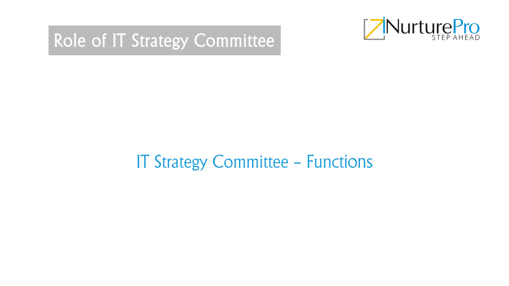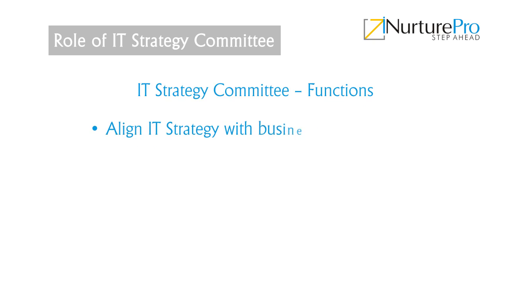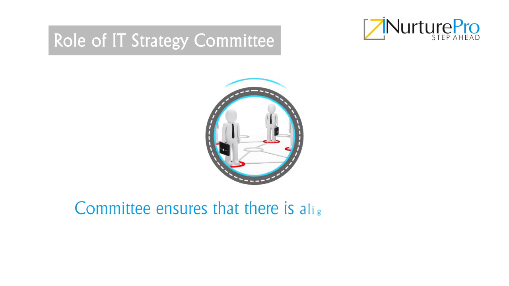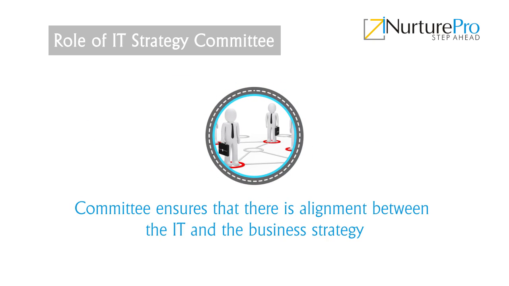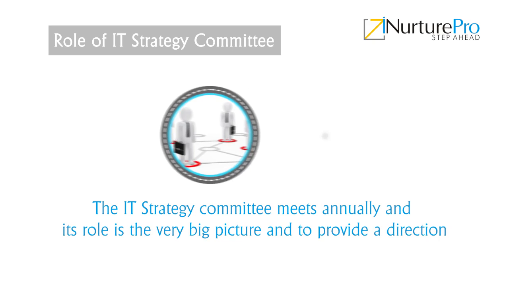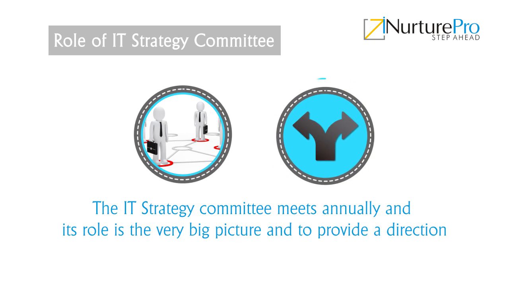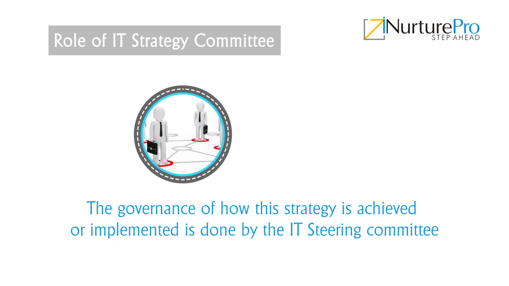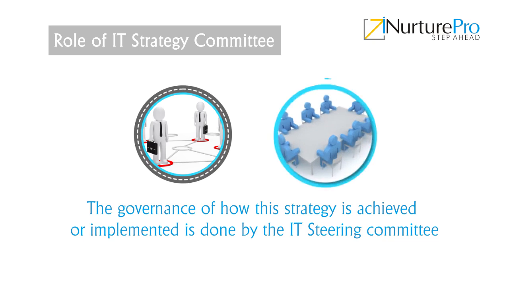IT strategy committee functions: align IT strategy and business strategy, drive the company strategically, work on the big picture. The important functions of the IT strategy committee are as shown. The committee ensures that there is an alignment between the IT and the business strategy. The IT strategy committee meets annually, and its role is the very big picture and to provide direction. The governance of how the strategy is achieved or implemented is done by the IT steering committee.